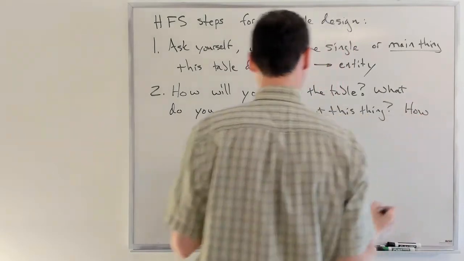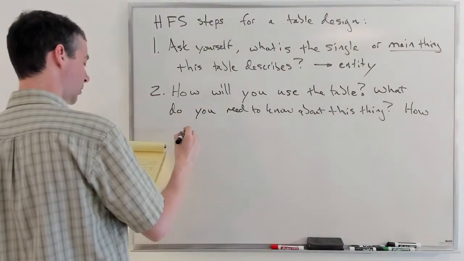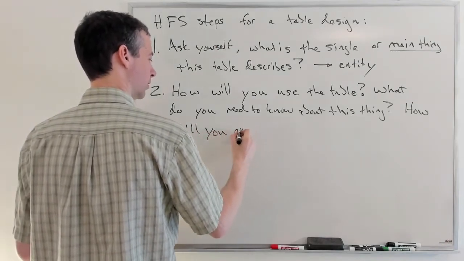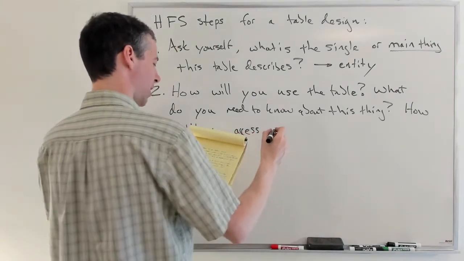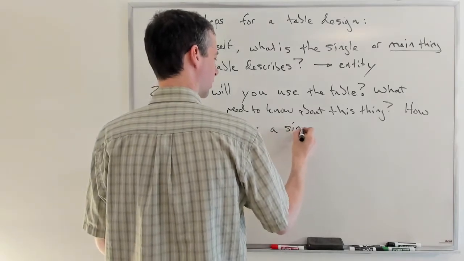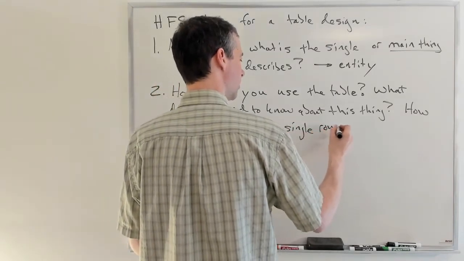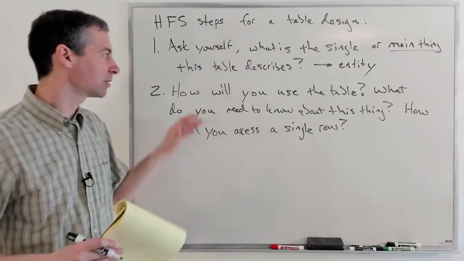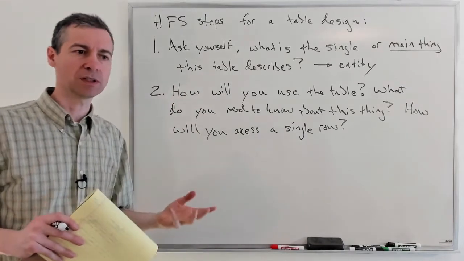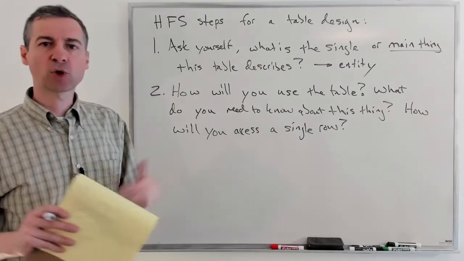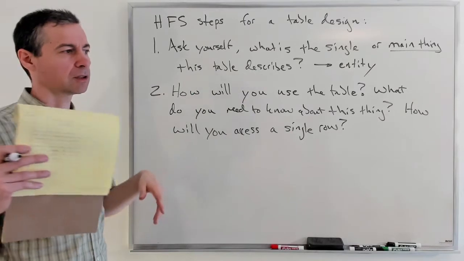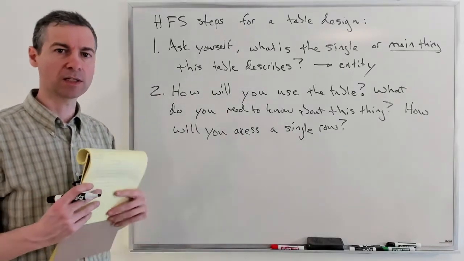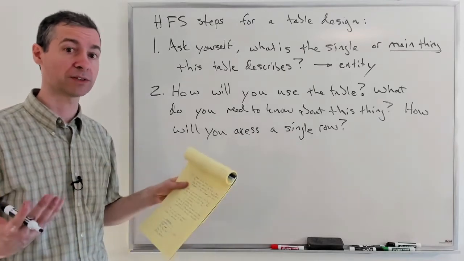And to get to this whole issue of the primary key, how will you access a single row? This will lead you to think about, do I have a primary key? What will uniquely identify a row for me? So how am I going to be using it? Oh, I'm going to need to be able to query about the province that this thing is located in. Okay, maybe I need a province column.